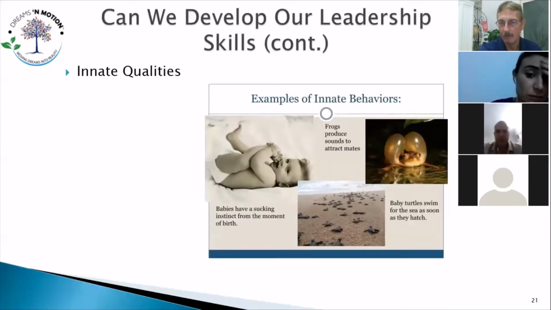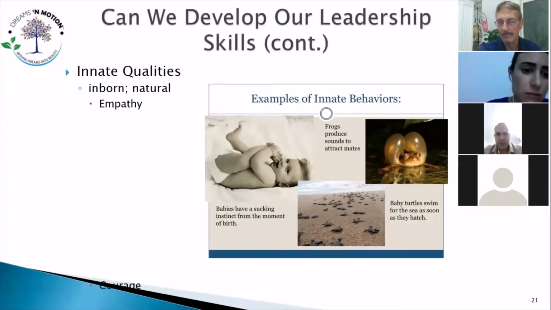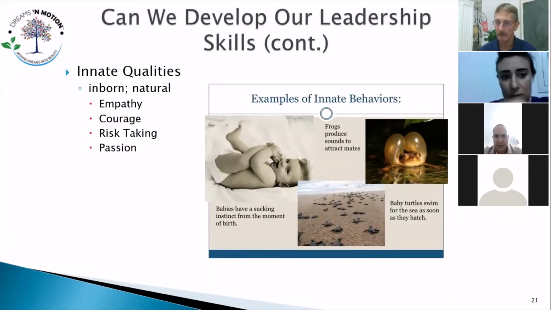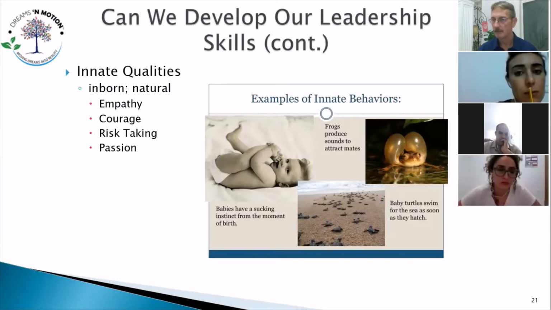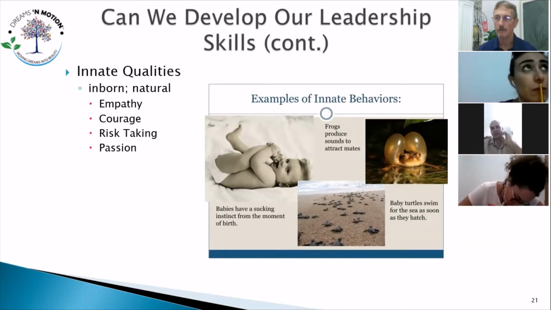So if we look at some of the innate qualities, these are some things that are innate. Empathy. That's something that we're born with. Now, does that mean that we can't learn it? No, we can also learn to be empathetic to people, right? Learn to listen. But it is a quality that's considered to be innate. Just because we're not born with it doesn't mean we can't learn it. The next one is courage. That tends to be a natural, innate quality. Risk taking, passion. These are all qualities that are inherently natural. It doesn't mean that we can't learn these, but it means that they come first and foremost naturally.